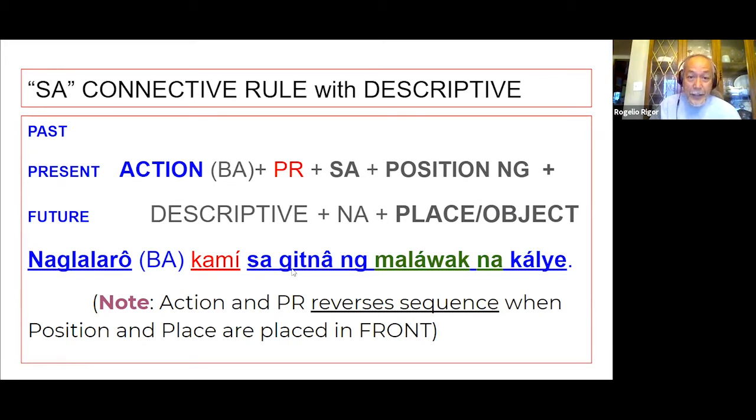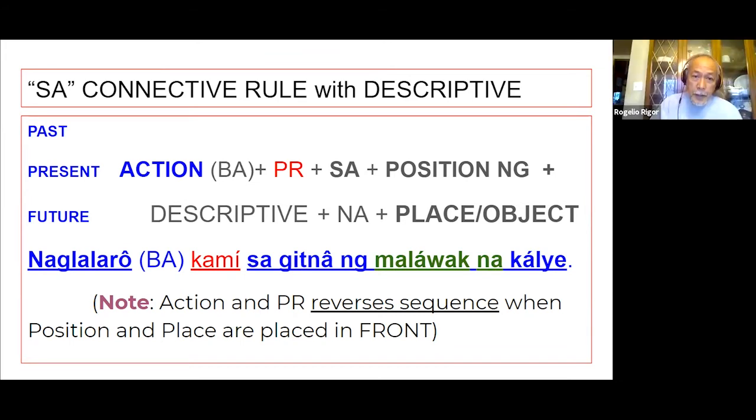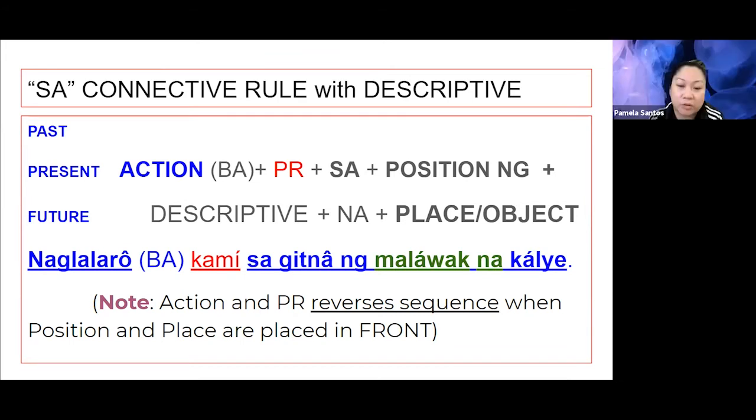All right. So yeah, sa gitna ng... that's why I'm emphasizing that if you change the connective place and put it in front, you also change the pronoun, and in this case you end up with the action, because the pronoun goes ahead of the action. So it's not about which is the subject or which is the object. Whoever is doing the action is not going at the end.